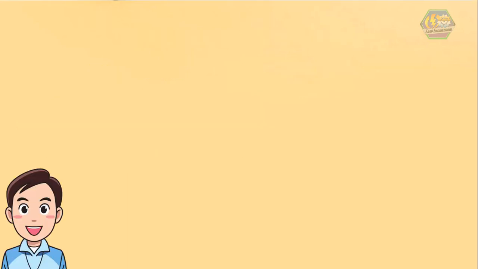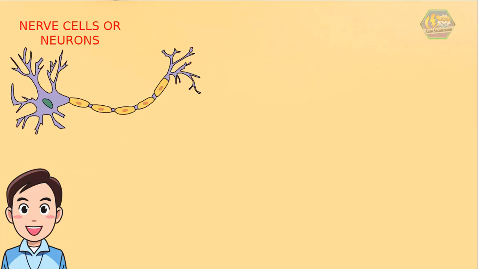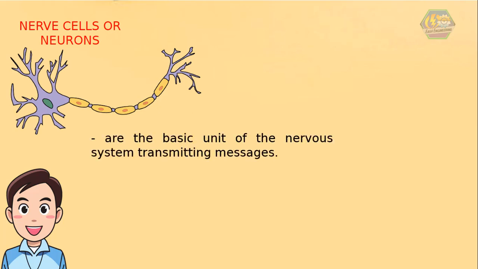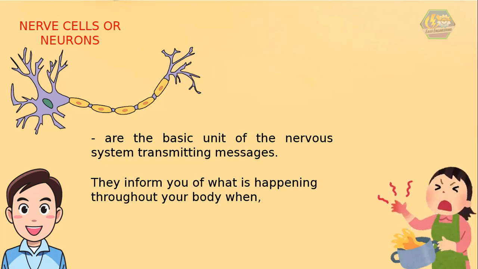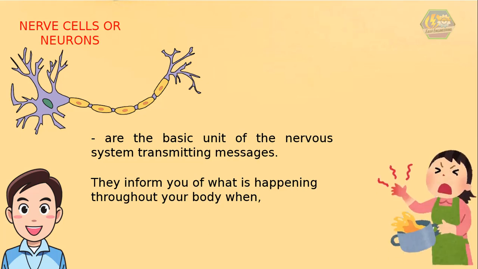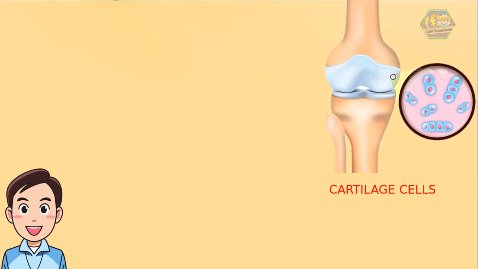Okay, back again to the topic. In our body we have certain types of cells that have important functions. In fact, we have 200 types of cells. Let's discuss the most important ones. First are the nerve cells or neurons. These are the basic unit of the nervous system, transmitting messages. They inform you of what is happening throughout your body when, for example, you touch boiling water and the pain you feel is sent through a line of nerves to inform you of the burn and lets you get out of it.